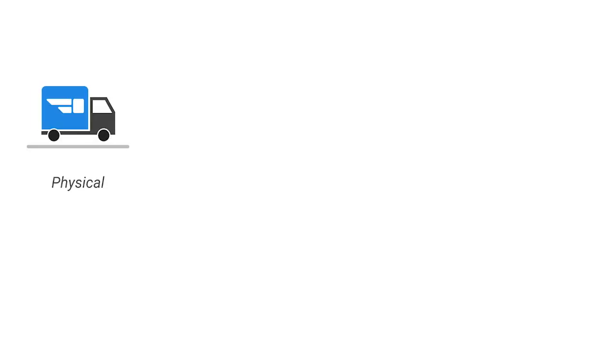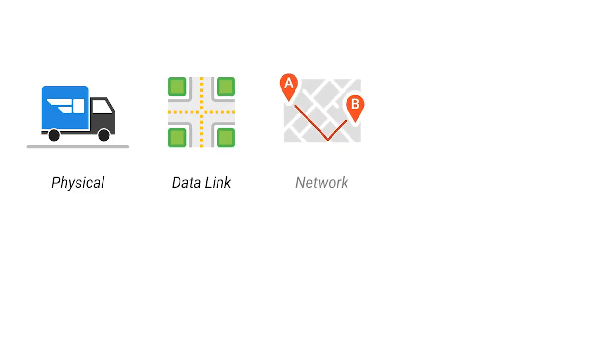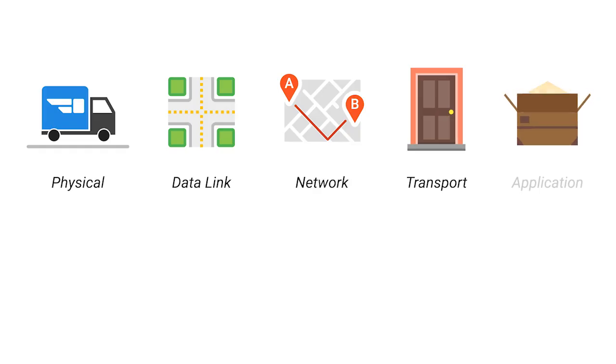You can think of layers like different aspects of a package being delivered. The physical layer is the delivery truck and the roads. The data link layer is how the delivery trucks get from one intersection to the next over and over. The network layer identifies which roads need to be taken to get from address A to address B. The transport layer ensures that the delivery driver knows how to knock on your door to tell you your package has arrived, and the application layer is the contents of the package itself.